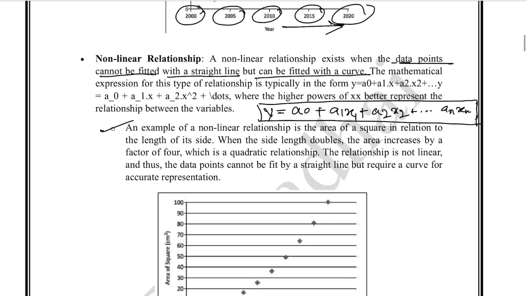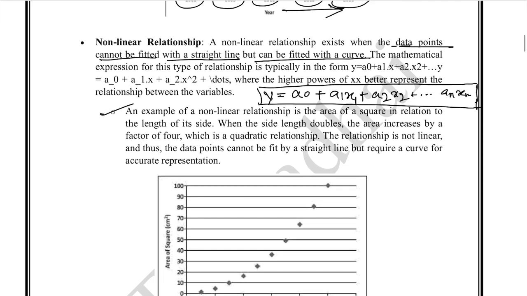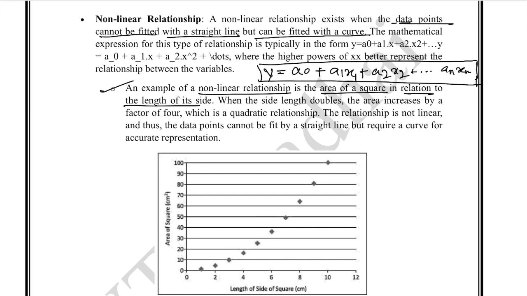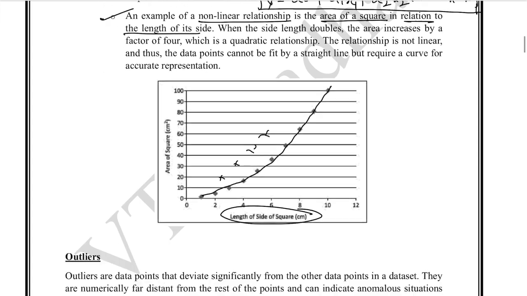Next we have this one. An example of a nonlinear relationship is the area of a square in relation to the length of its side. So what we have done is take the length of the side of the square, then the area of the square. It shows that once you take the length of the side and try to plot the area of the square, the points will not lie on a straight line. You can see one curve you are getting. Okay, that means it's not occurring on a straight line but a curved line you are getting for a nonlinear relationship.